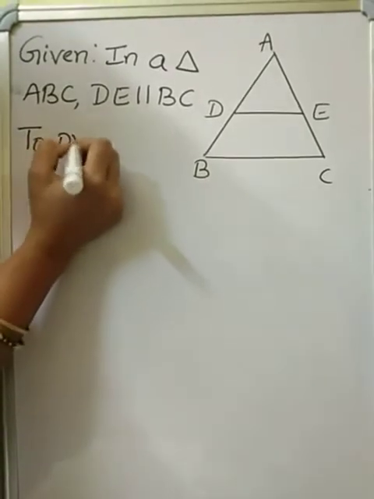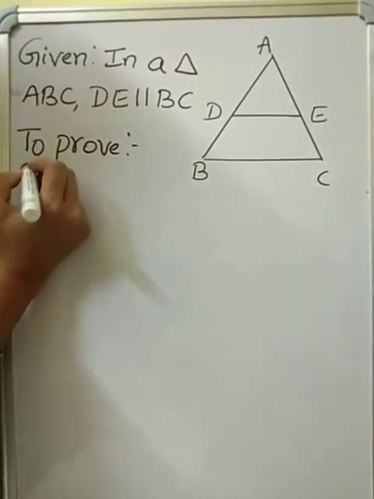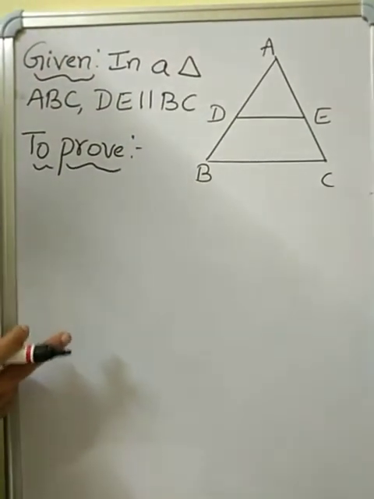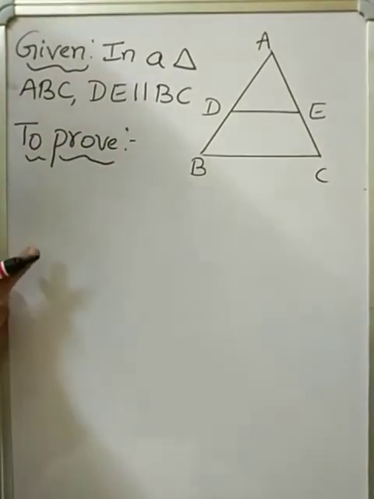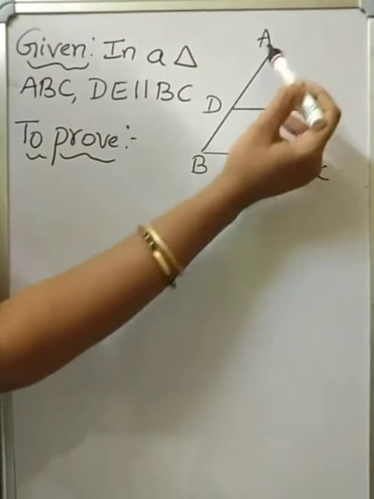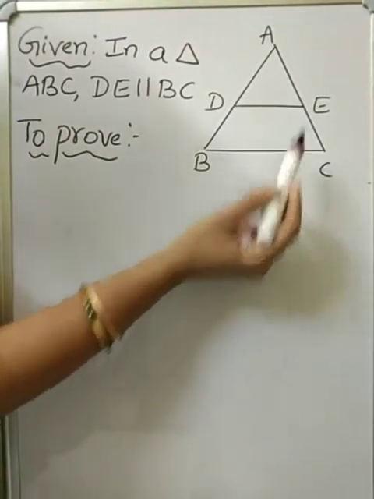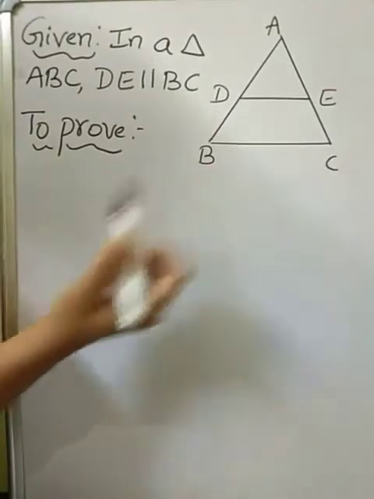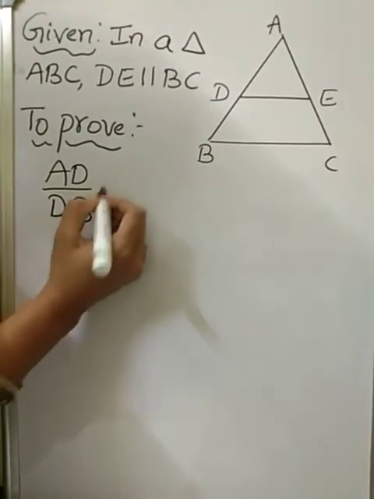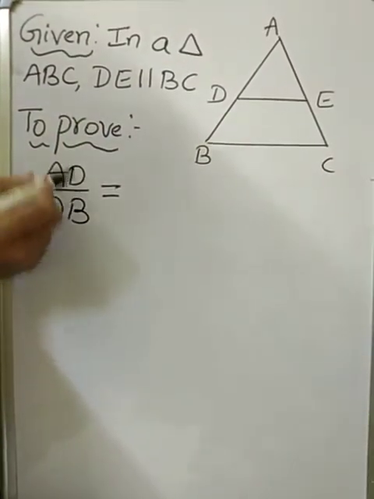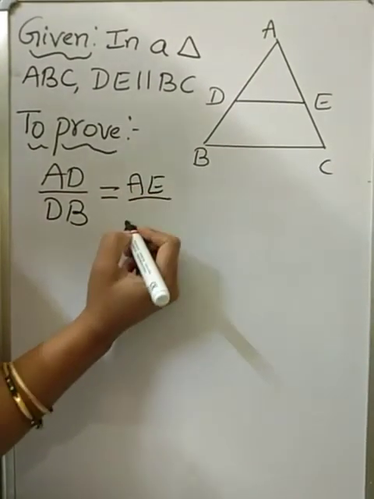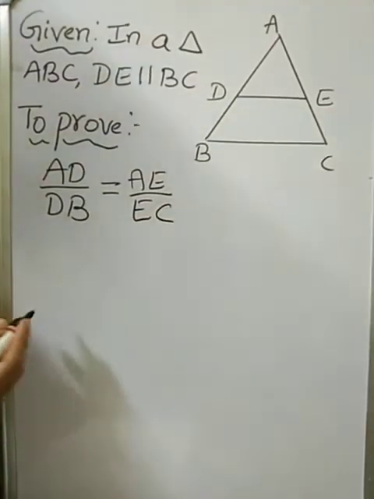Next is to prove. Now what is to be proved? The other two sides are divided in the same ratio. So AD and DB, and AE and EC. I am going to write AD divided by DB, because it is a ratio, and a ratio we can write as a fraction. AD by DB is equal to AE by EC. So this is to be proved.